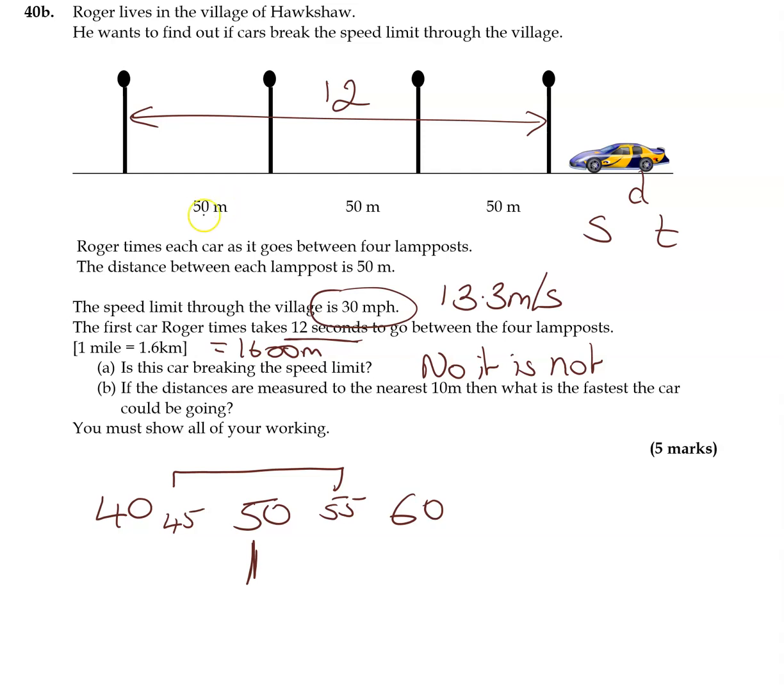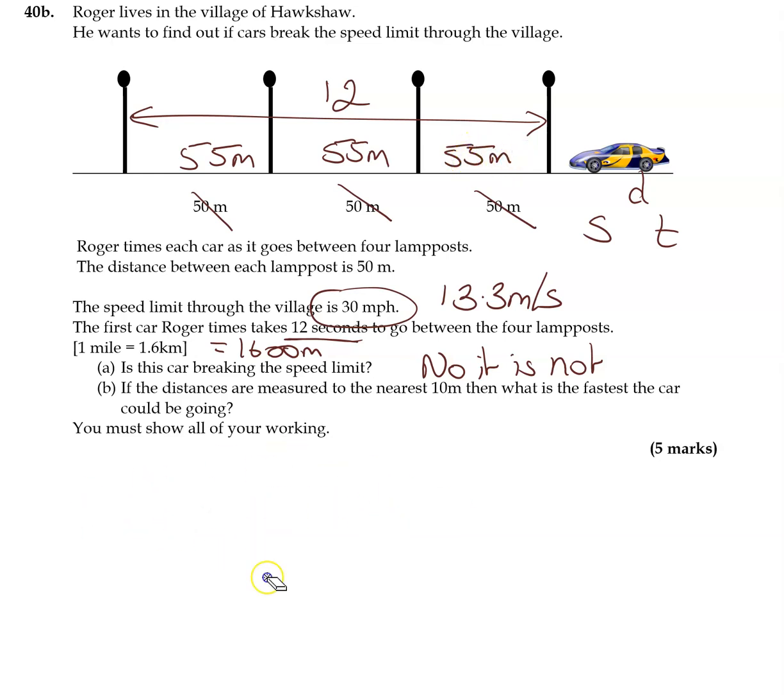All right, so instead of 50, we're going to say, well, that's 55. What if that was 55 meters? Because these measurements are rough. 55 meters. So now we've got the speed is distance over time. And we've got the distance is 3 lots of 55. So now it's 165 meters rather than 150 meters. So it's gone further. Still done it in 12 seconds.